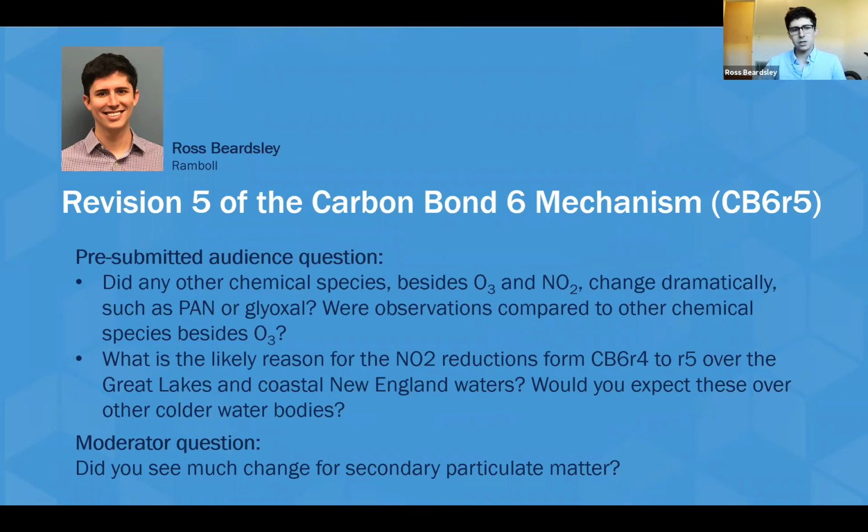And then we tested this revision using the TCEQ modeling platform for a period of high ozone in June of 2012 in Texas. Overall, we found that the revisions to the mechanism resulted in slightly higher ozone and NO2 over land and slightly lower ozone and NO2 over the Gulf of Mexico. We also performed a simple model performance evaluation for ozone and found that CB6R5 performed similarly to CB6R4 for monitors in Texas.